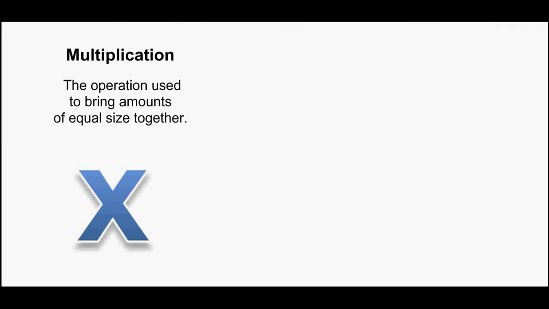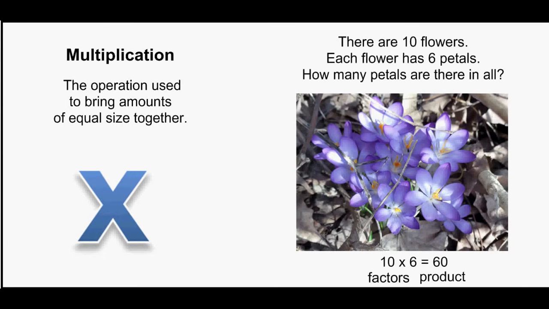Multiplication is the operation used to bring amounts of equal size together. For example, there are 10 flowers. Each flower has 6 petals. How many petals are there in all? With multiplication, we can write 10 times 6 equals 60.